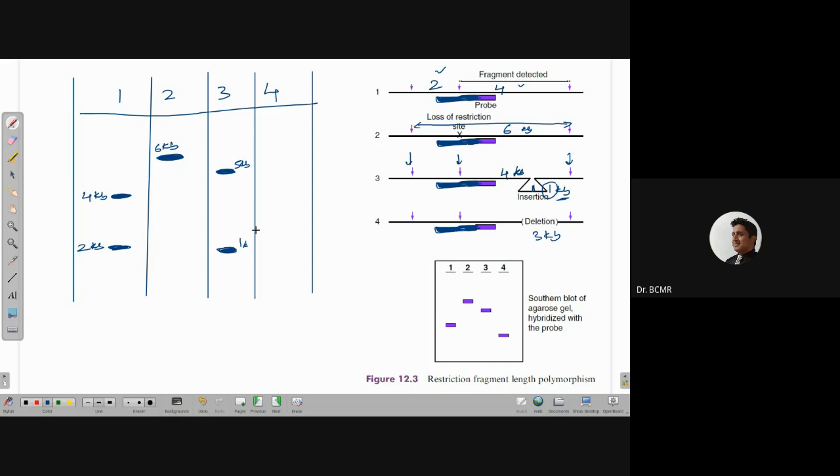Okay. Please follow this because I'm going to come up with a complication for the next one. In 4, what will happen? We'll have a 1 kb and a 2 kb, sorry, this should be 2 kb, right? Yes, so that one is 2 kb, this one is 1 kb, and we have a 2 kb fragment. Is this clear? Yeah.